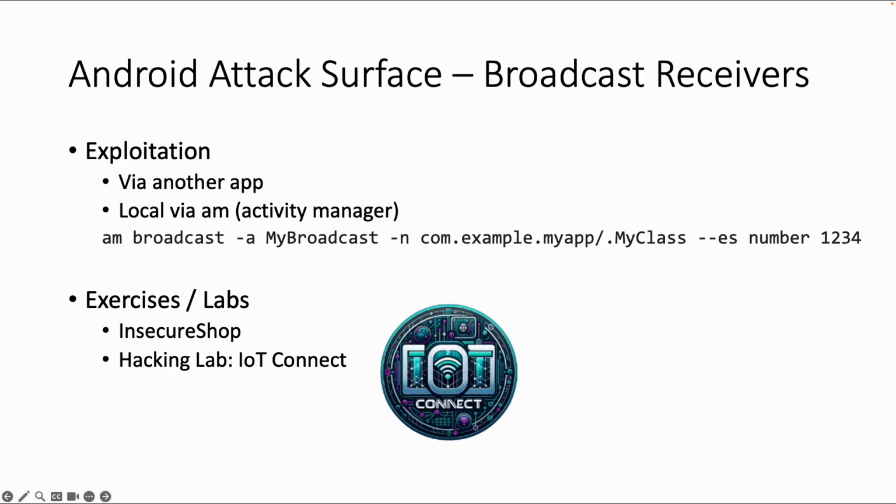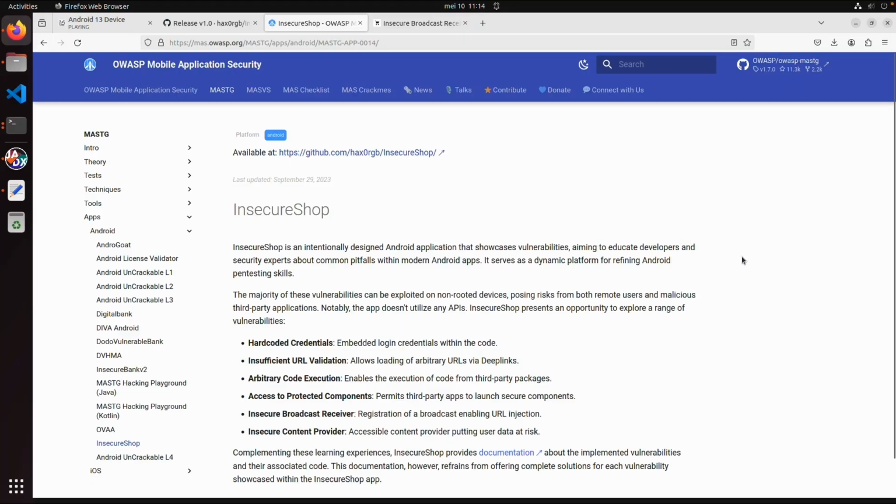I'm going to demonstrate how this works in the InsecureShop app. And if you want to try it on Mobile Hacking Lab, there is a nice lab, IoT Connect. So also try this out. So let's go to an example. In OWASP, there are different apps mentioned you can use to test those vulnerabilities. One of them is InsecureShop. This InsecureShop has an insecure broadcast receiver registration of a broadcast enabling URL injection.